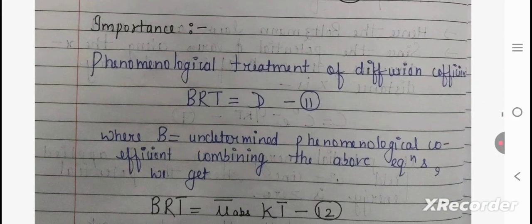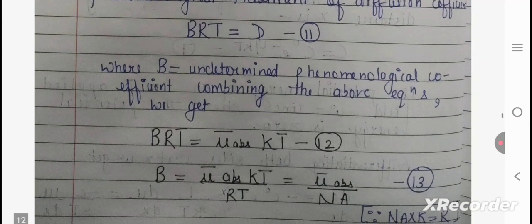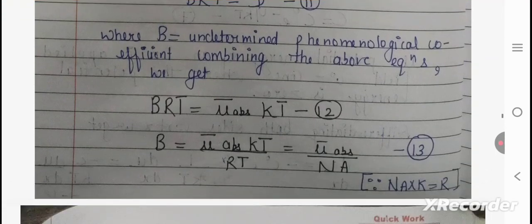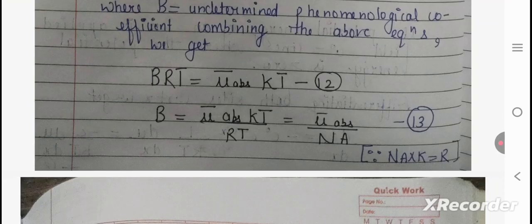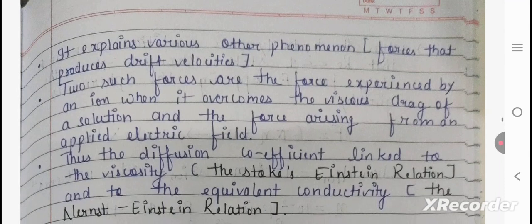Importance: phenomenological treatment of the diffusion coefficient gives BRT equal to D, equation 11, where B is an undetermined phenomenological coefficient. Combining the above equations, we get BRT equal to u absolute into kT, equation 12. B is equal to u absolute kT by RT, which is equal to u absolute by NA. Therefore, NA into k is equal to R. It explains various other phenomena of forces that produce drift velocities.